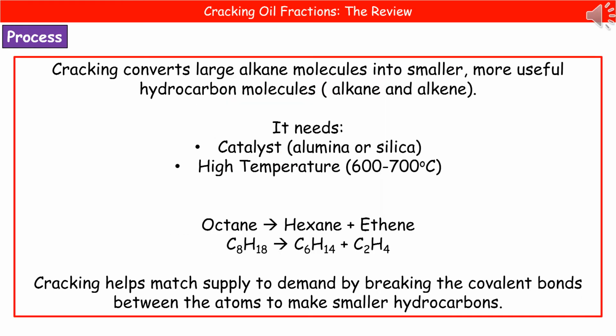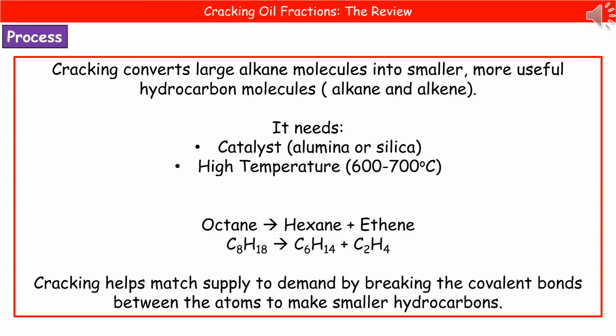In order to deal with this problem, we can carry out a process called cracking. Cracking converts large alkane molecules into smaller, more useful hydrocarbons, the alkanes and the alkenes. In order to carry out this process, we need two things. Firstly, we need a catalyst, which is usually silica or alumina. And secondly, a high temperature of usually between 600 to 700 degrees Celsius.